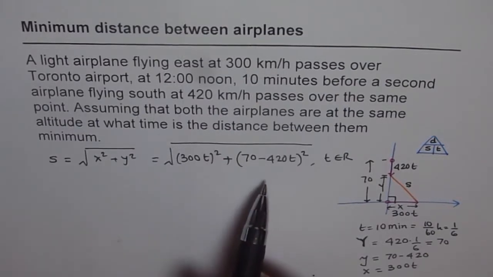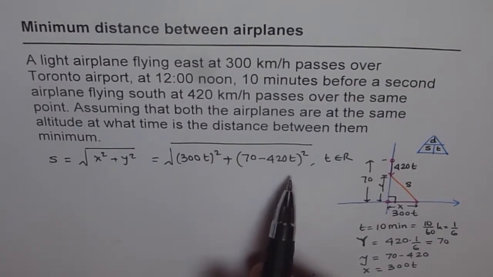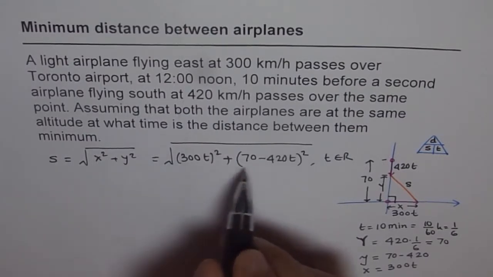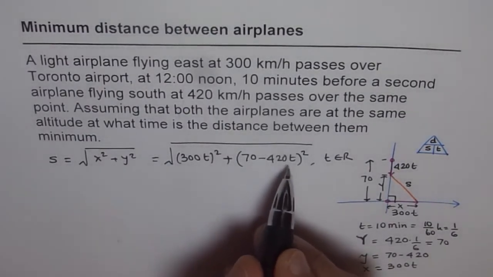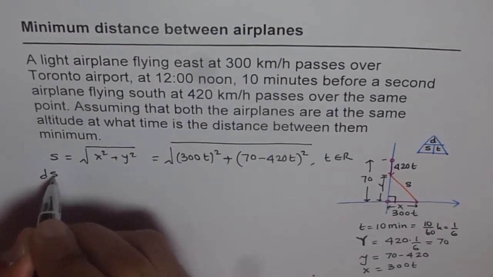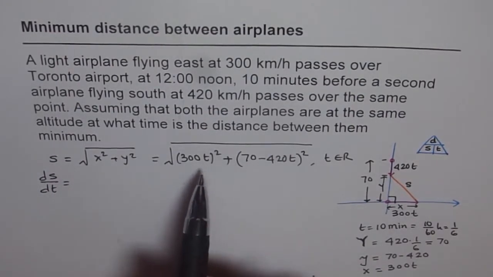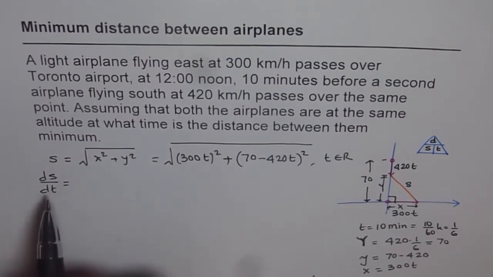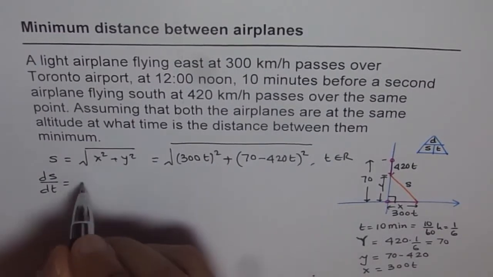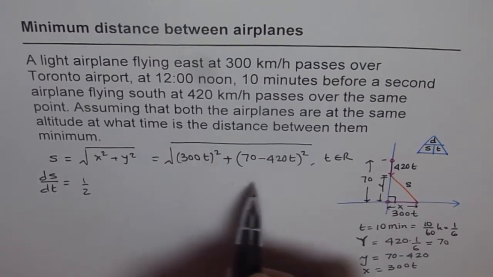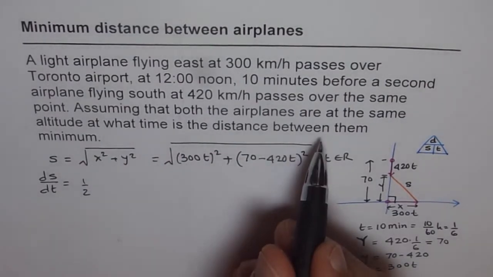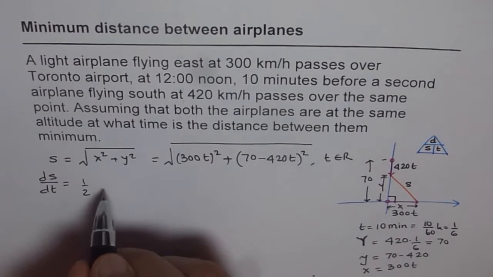So to find the minimum or maximum distance, we need to find the critical point. That means we have an equation in terms of one variable, which is time. So let's find what dS/dt equals. dS/dt will give us a critical point when equated to 0. Now it is half of this function to the power of minus a half, so I can write all this in the denominator, right?